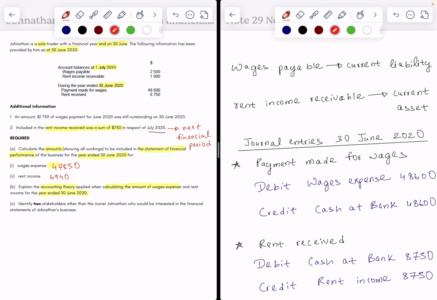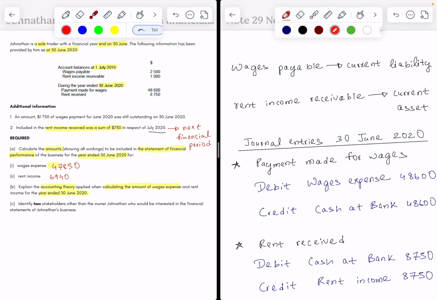You can see the question on the left hand side of your screen, and on the right hand side we have got all the workings which I'll explain step by step. So with that being said, let's begin. Jonathan is a sole trader with the financial year end on 30 June. The following information has been provided by him as at 30 June 2020.